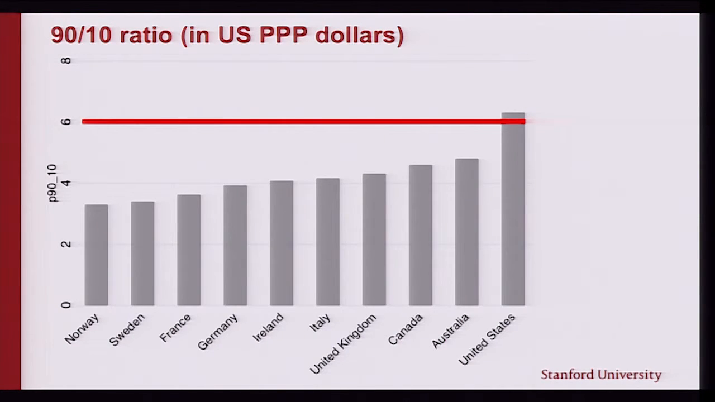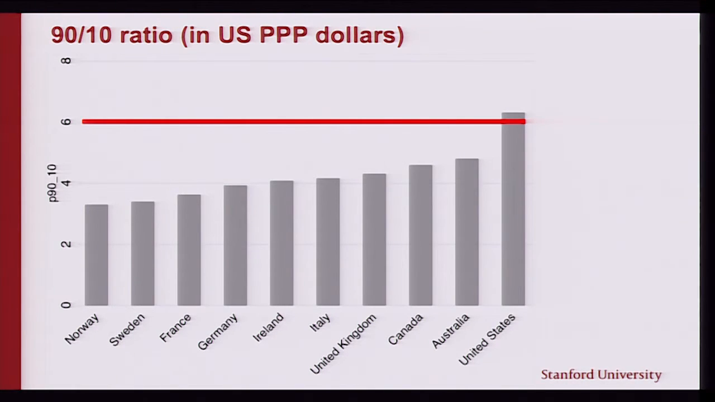The next highest countries, Australia and Canada, are right around 4. So there's a significant gap. Their high-income people earn 4 times as much. Our high-income people earn 6 times as much. And when we get to the 2 Nordic countries, the ratio is down to 3. It's half of what it is in the US.